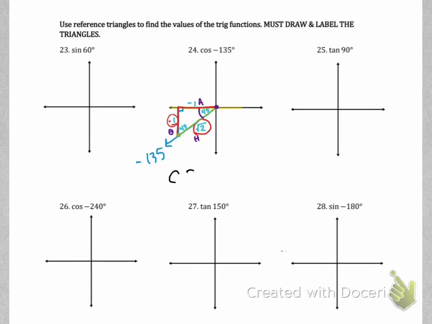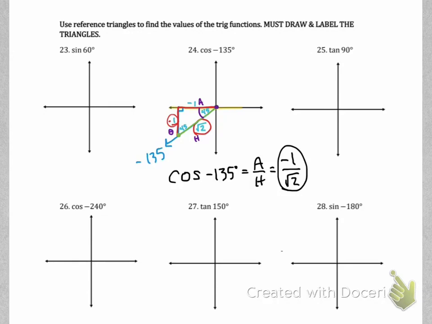Oh, here we go. The cosine of negative 135 degrees. Well, cosine is what? The adjacent over the hypotenuse. Well, we just labeled those. The adjacent is negative 1. The hypotenuse is square root 2. And there's your answer. If you can label these triangles correctly, then it's just a matter of plugging in those numbers. Not too difficult.